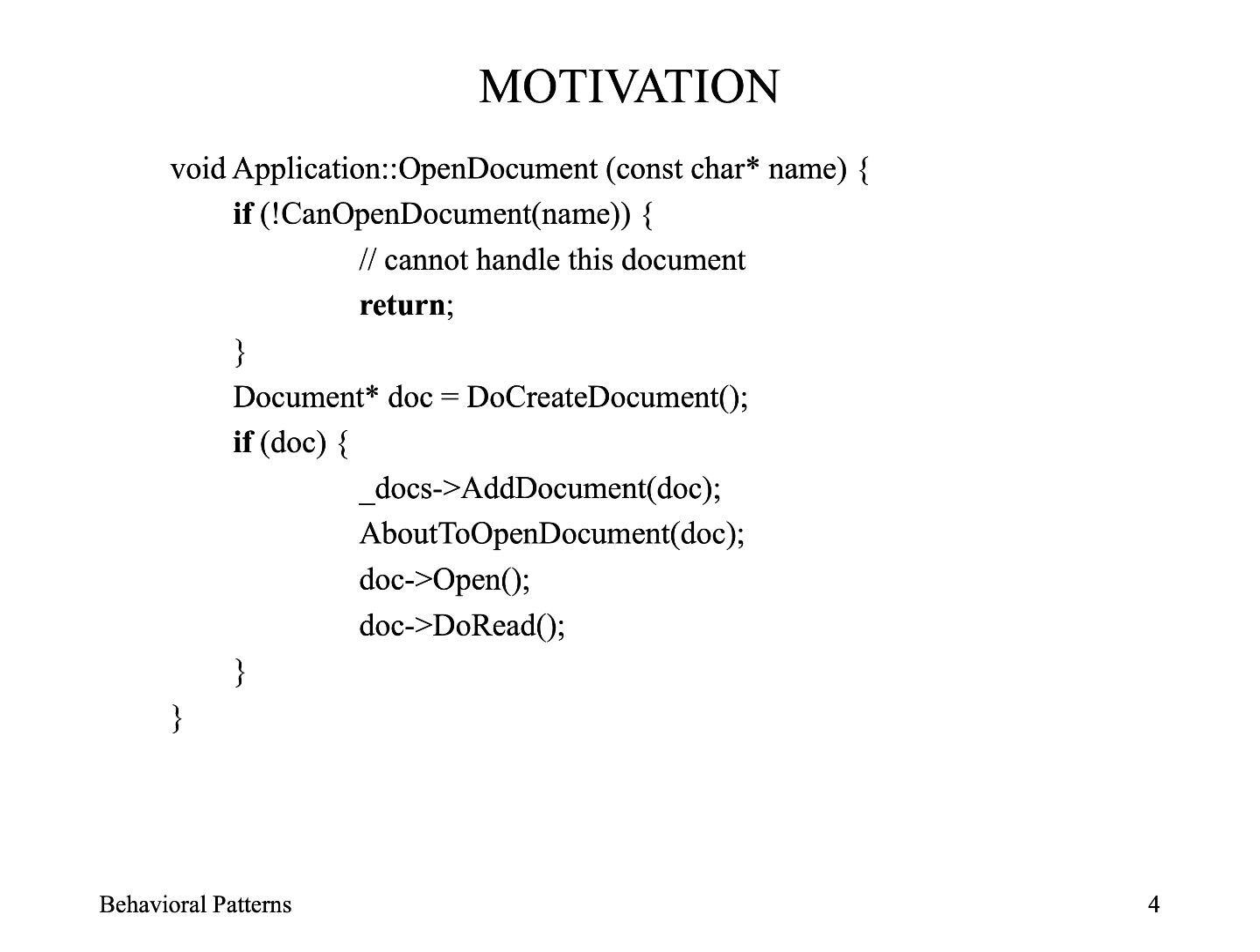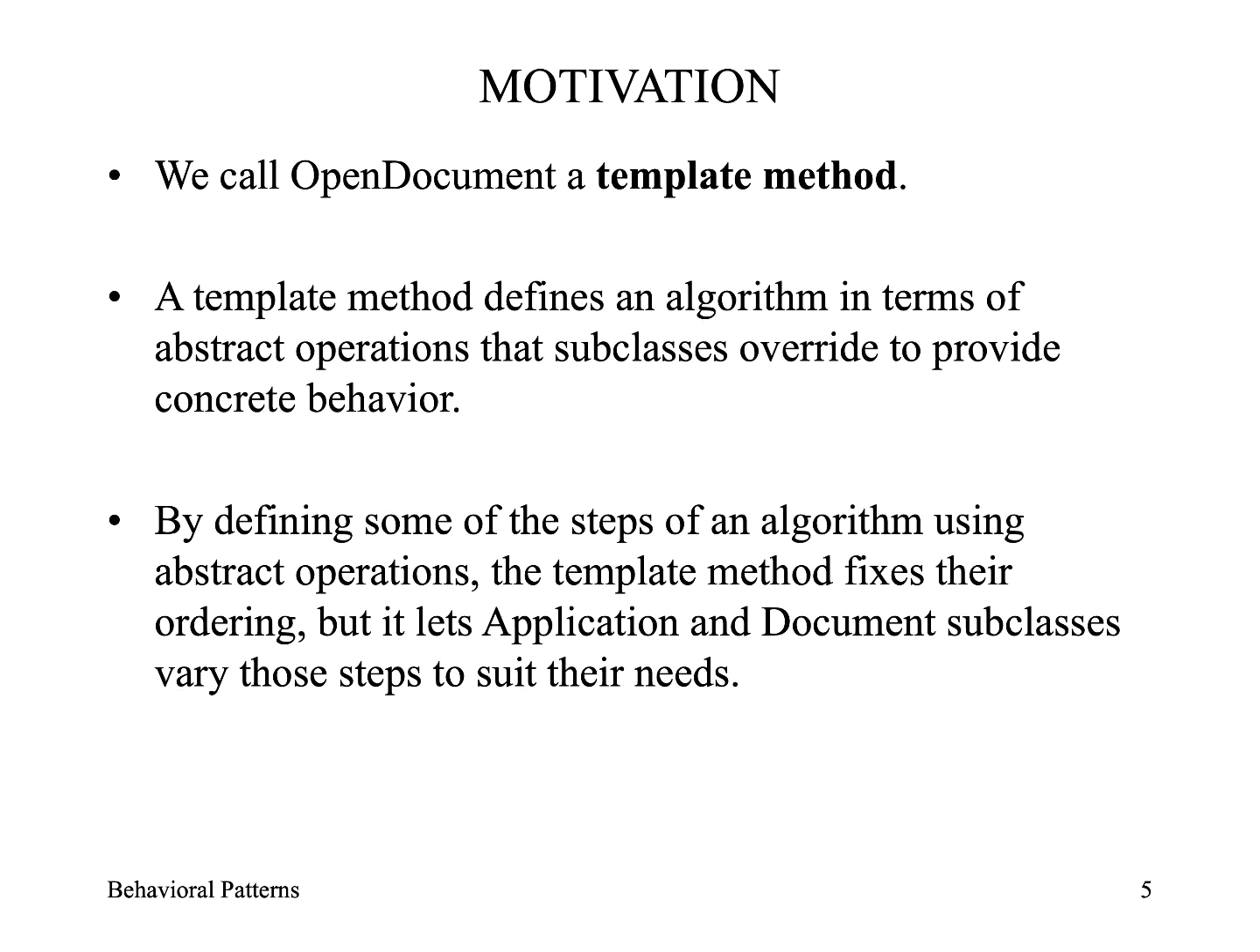So for example, we might have code that looks kind of like this, right? Open document takes a file name, right? And if I can't open it, then obviously there's some problem, just return. Otherwise, I call do create document, and if I get something back, then I can add that document to my list of documents, and call about to open document, essentially calling some function. We can call open on the document, call do read on the document, and so on, right? So, when we call this, this is a template method.